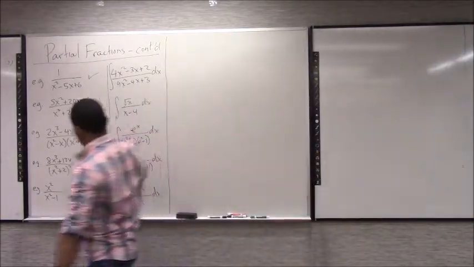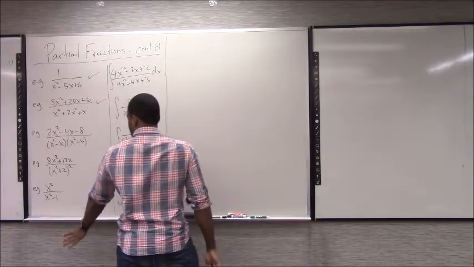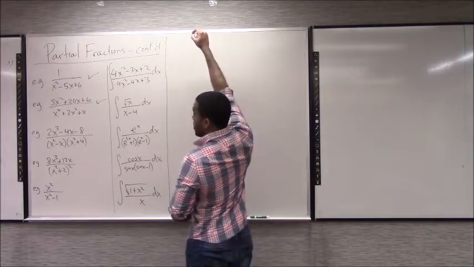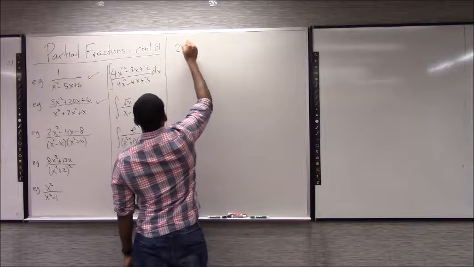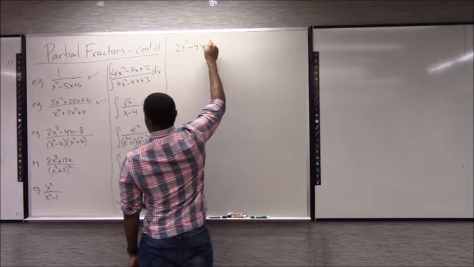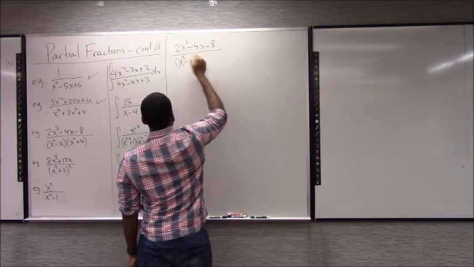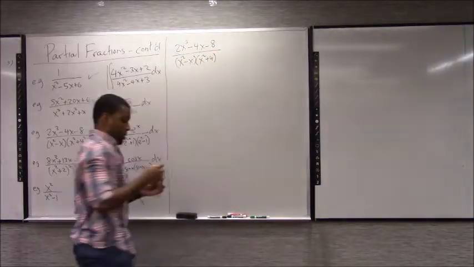So did we do this? No, right? So let's do that one. So just find the partial fractions here, and I want you to compute these integrals. That's the goal. So let's move on to the 2x cubed minus 4x minus 8. Okay, what's the first step?